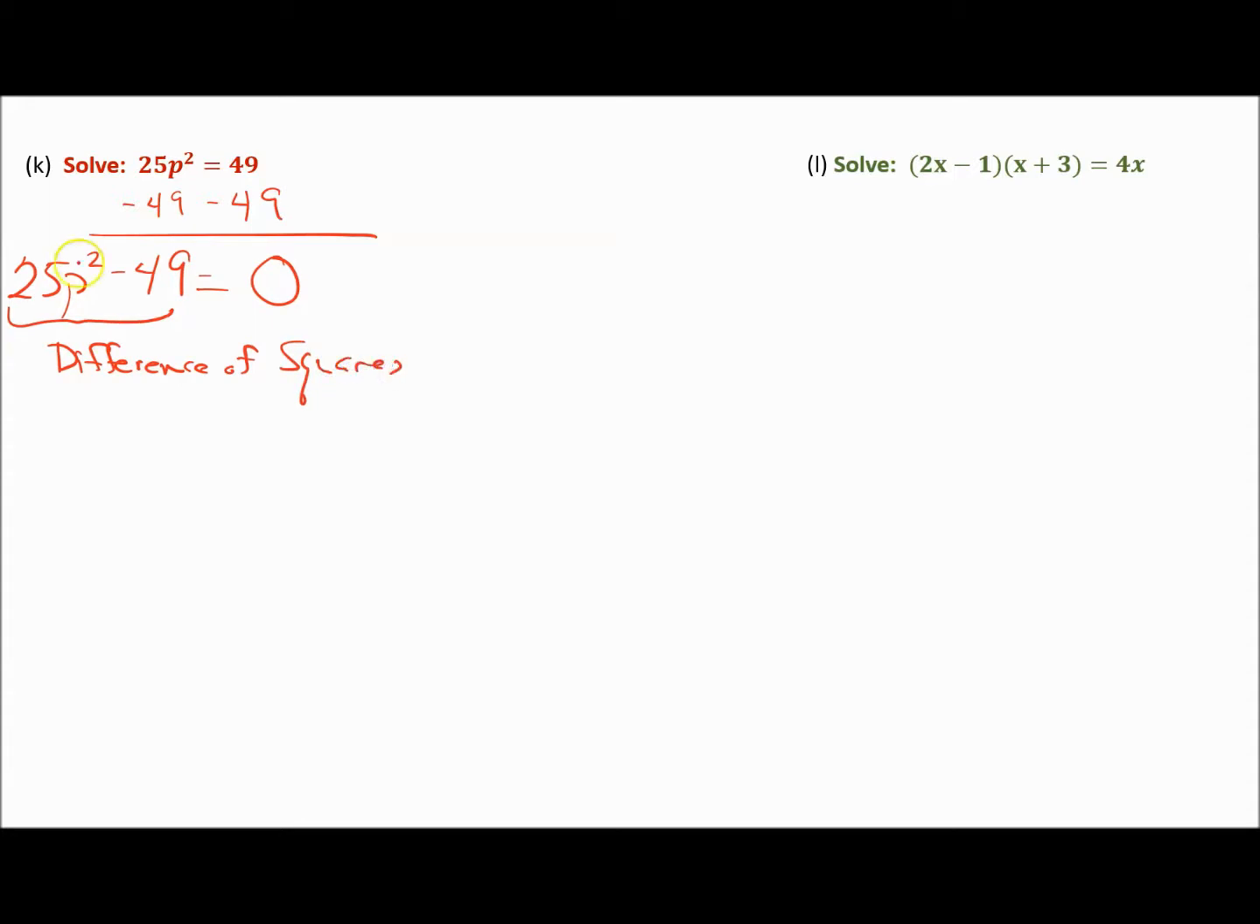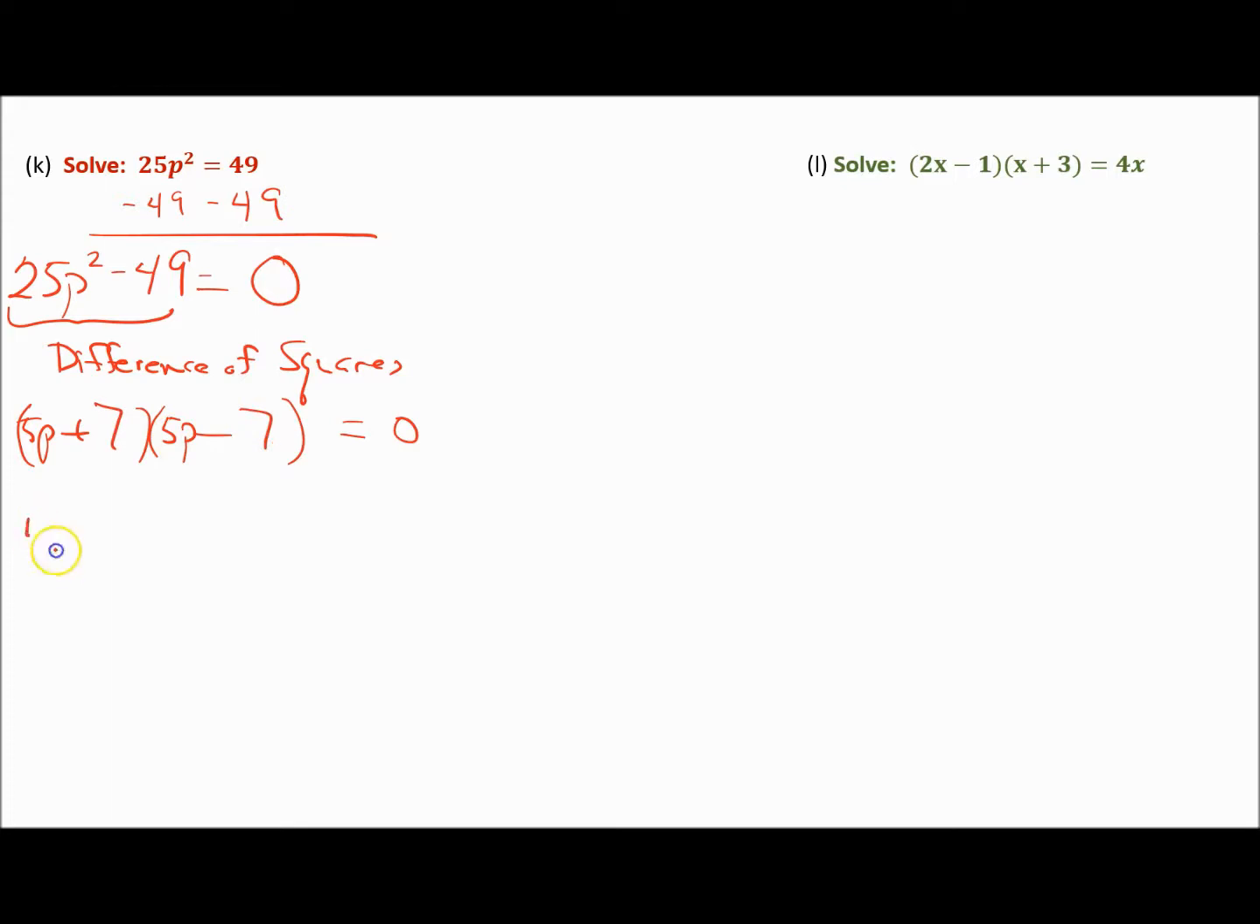Okay, and what that means is 25p squared is a perfect square, 49 is a perfect square, and the absolutely required subtraction in the middle. Whenever you have a difference of squares, it factors into a binomial with a plus and a binomial with a minus. The square root of the first one, 25p squared, is 5p, goes in the first spot. The square root of the second term, which is 7, goes in the next spot.